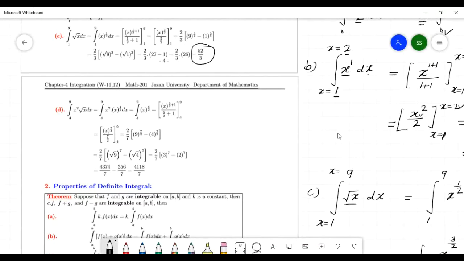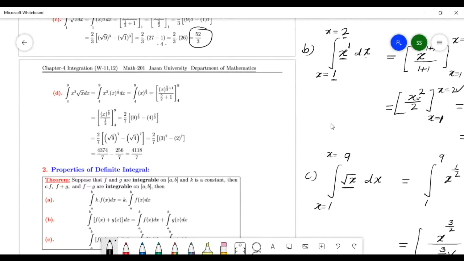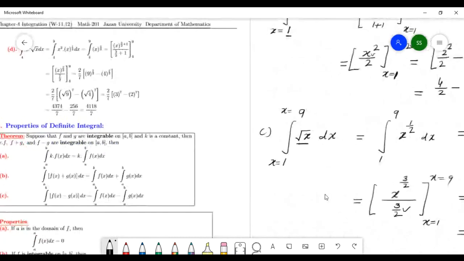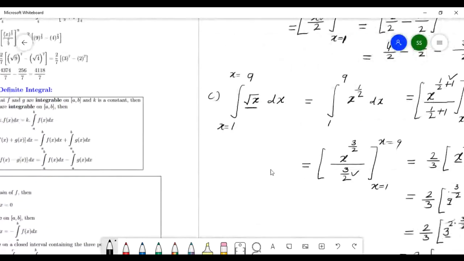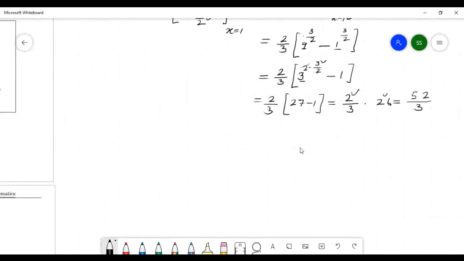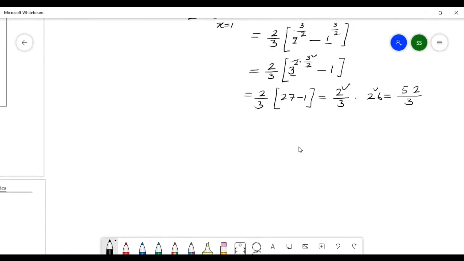Yes, another example here. See this example. Find this integral, 1 to 2.